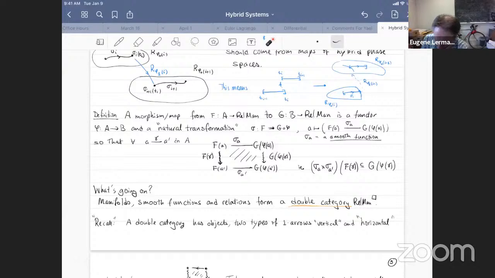Given two functors, which are objects, which are hybrid phase spaces, a morphism from this one to this one should be a functor between indexing categories, and I put quotation marks around the words natural transformation. So what would it do? It will assign to every object of the first indexing category a smooth function.